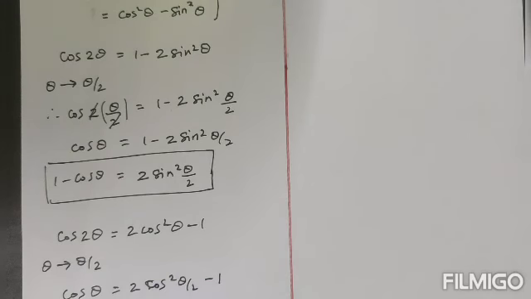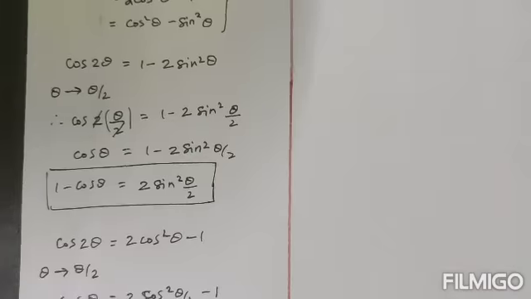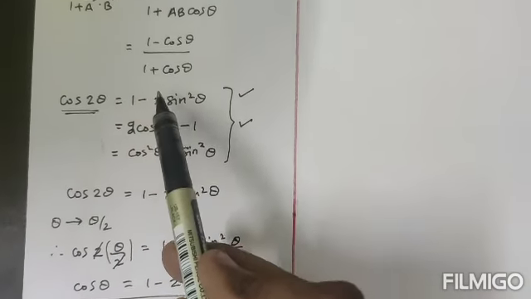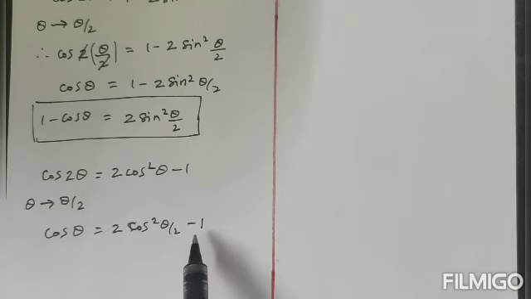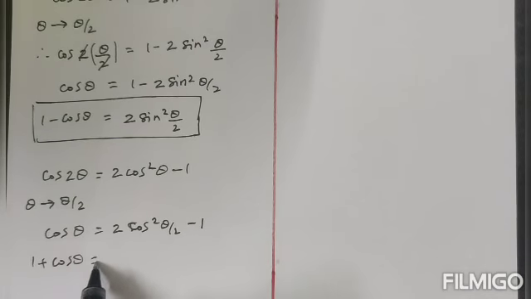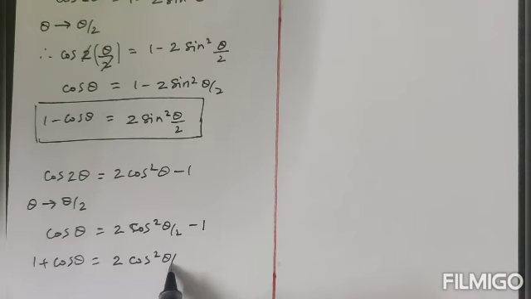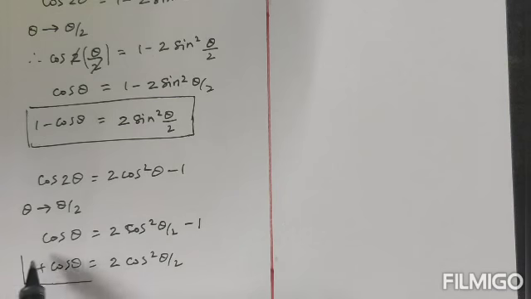So we need 1 plus cos theta now, because the denominator is 1 plus cos theta. So moving minus 1 to this side, we can write 1 plus cos theta equals 2 cos squared theta by 2. Okay, so the denominator value also we found.